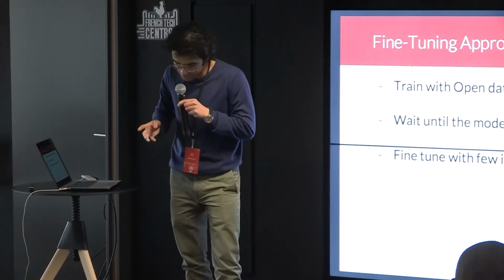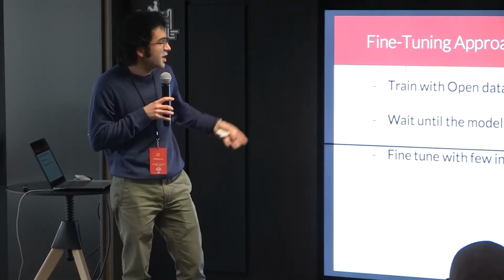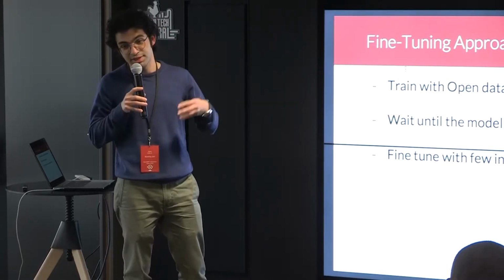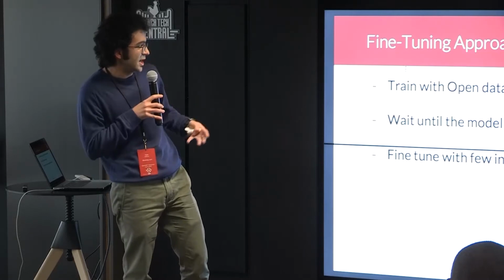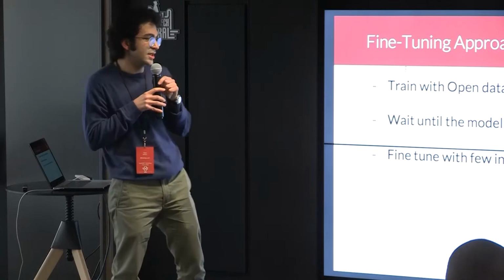And fine tuning is the most popular approach. It's just to train with the whole open data, the publicly available data plus our in-domain translation memories, and then wait until the model converges, and then fine tune with the in-domain data.